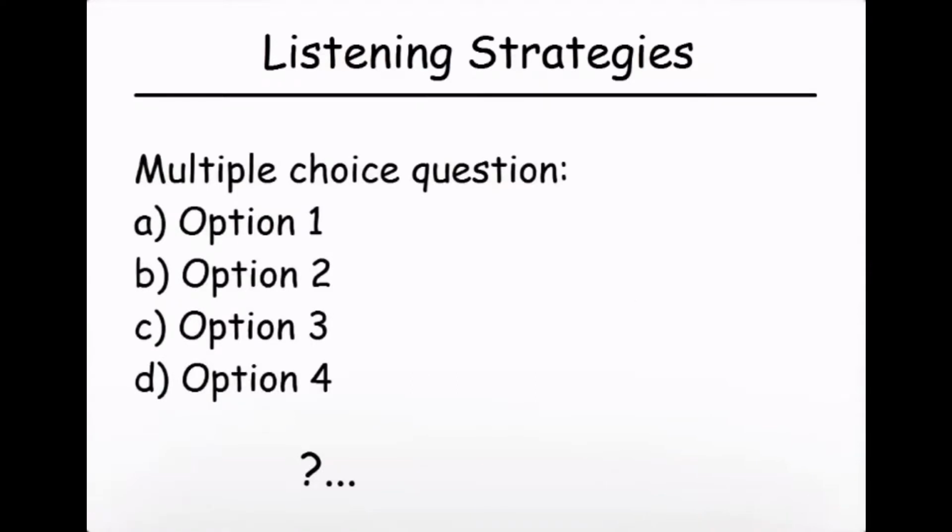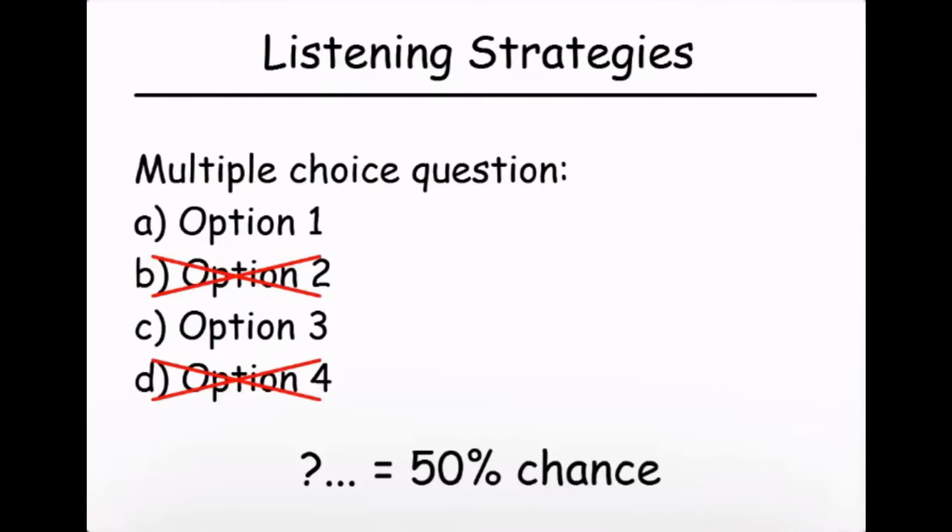If you guess without thinking, you only have a 1 in 4, or 25% chance of being right. If you can eliminate 1 option, then you have a 33% chance of being right. And if you eliminate 2, then you're up to a 50% chance of being right.